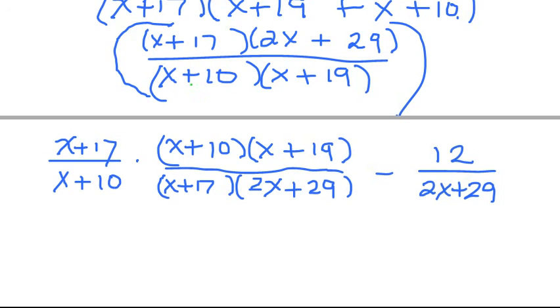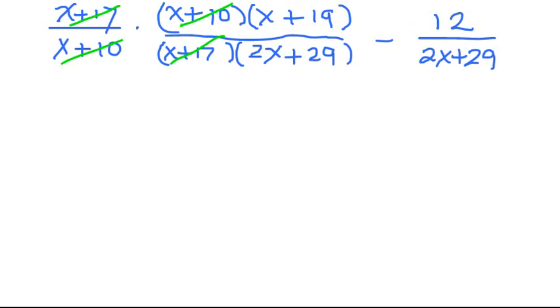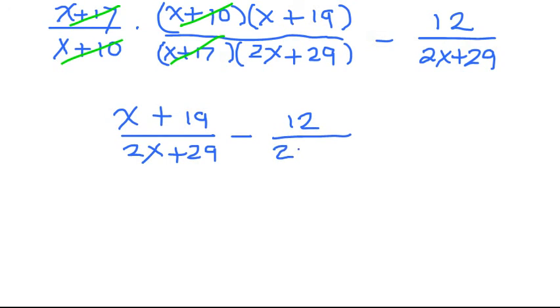Okay, we can cancel some stuff out here. We got an x plus 17, x plus 17, x plus 10, x plus 10, and as you can see here, now look at here, we got a common denominator, right? And okay, well this thing's working out finally. So I'm going to go ahead and rewrite all this. We have x plus 19 over 2x plus 29 minus 12 over 2x plus 29. Well, we have a common denominator. We can add the numerators.